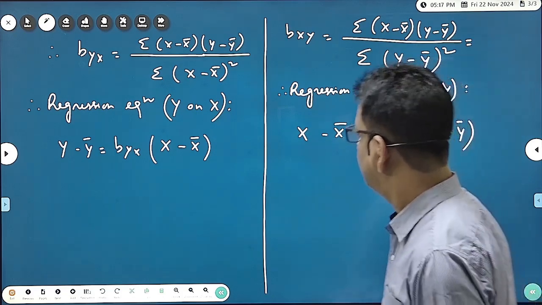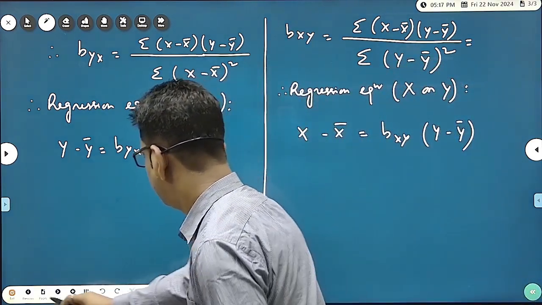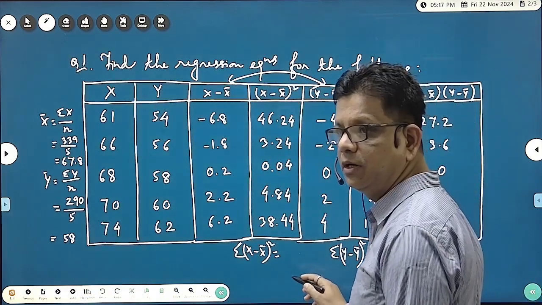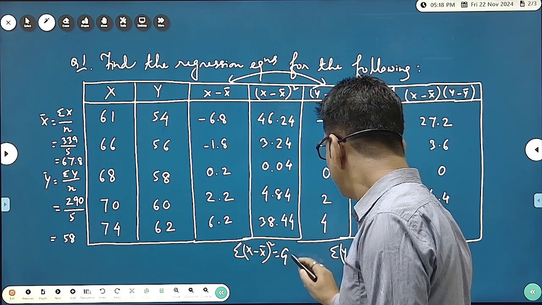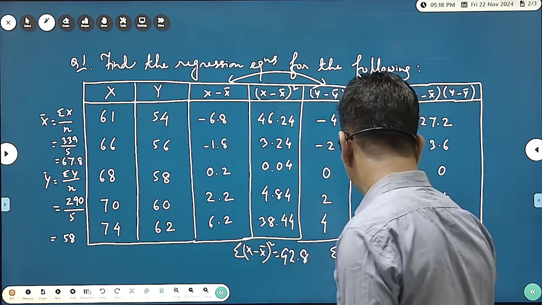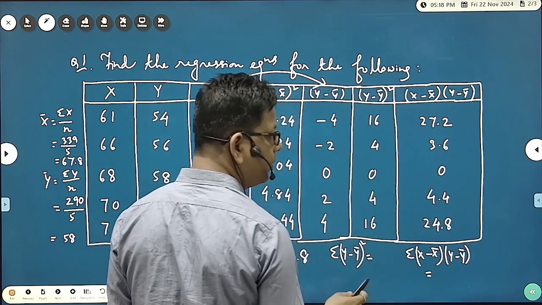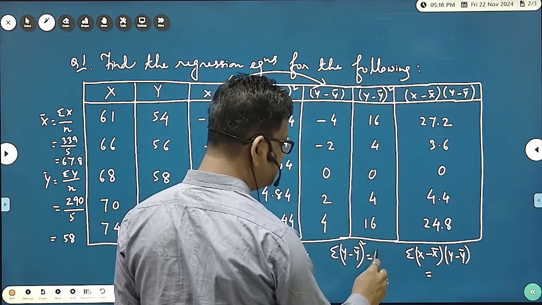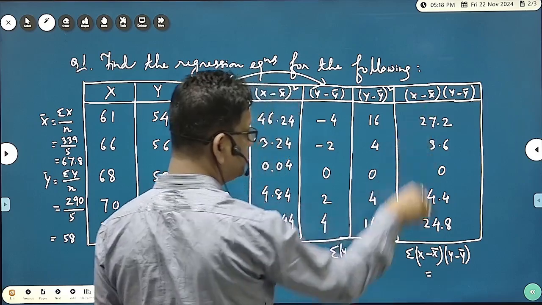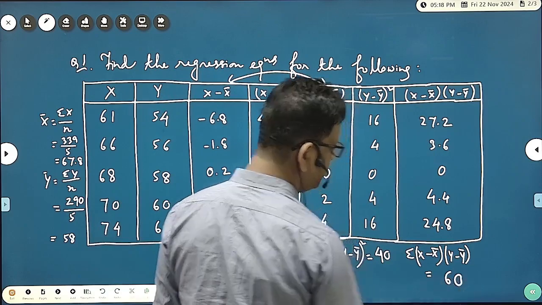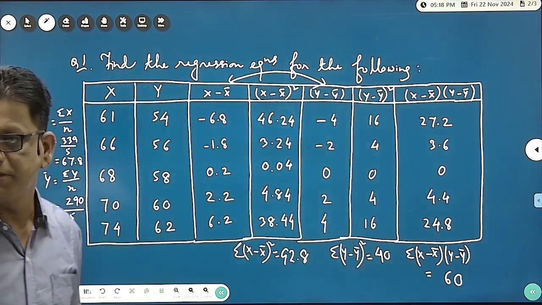Now, let me go back to the previous slide. Tell me, how much did you get for this, x minus x bar whole square? 92.8. And this y minus y bar whole square summation? Added now? 40? 40. Okay. And what about this? 6? Okay, rounded? Right. This is the table.